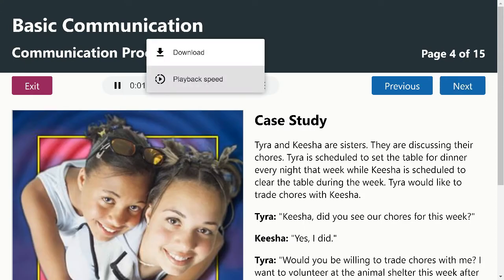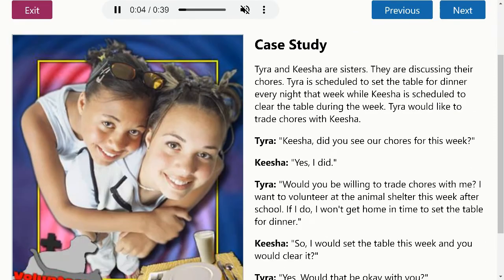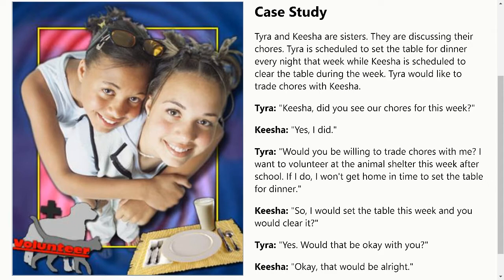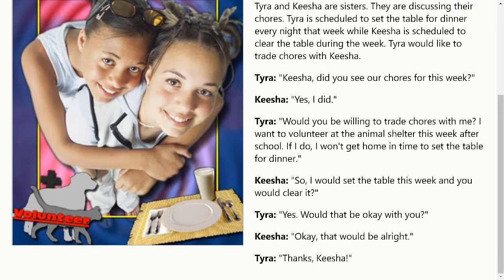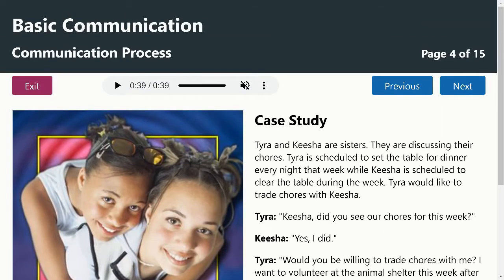Case study. Tyra and Keisha are sisters. They're discussing their chores. Tyra is scheduled to set the table for dinner every night that week, while Keisha is scheduled to clear the table during the week. Tyra would like to trade chores with Keisha. So Tyra asks, "Did you see our chores for this week?" Keisha says yes. Tyra says, "Would you be willing to trade chores with me? I want to volunteer at the animal shelter this week after school. If I do, I won't get home in time to set the table for dinner." Keisha says, "So I would set the table this week and you would clear it?" "Yes. Will that be okay with you?" Keisha says, "That's okay." And then Tyra says, "Thanks."